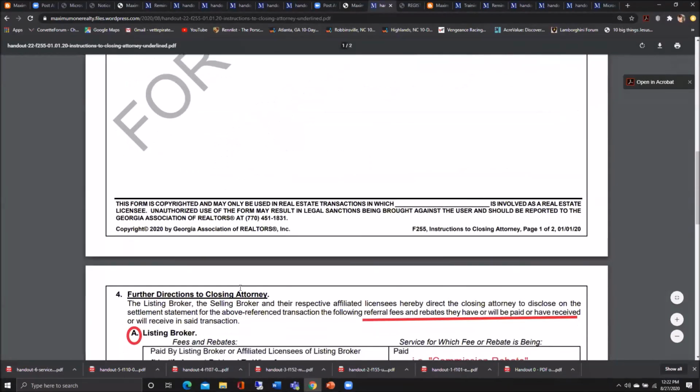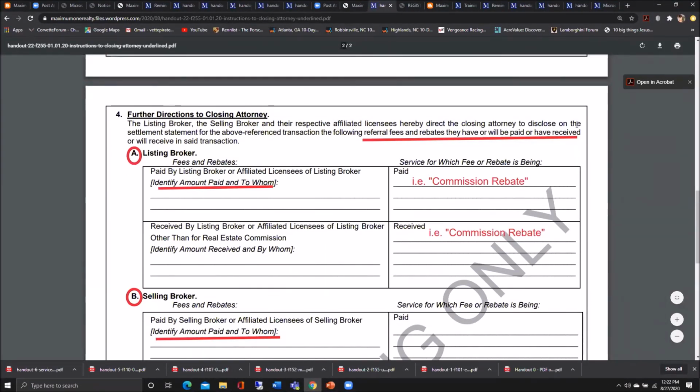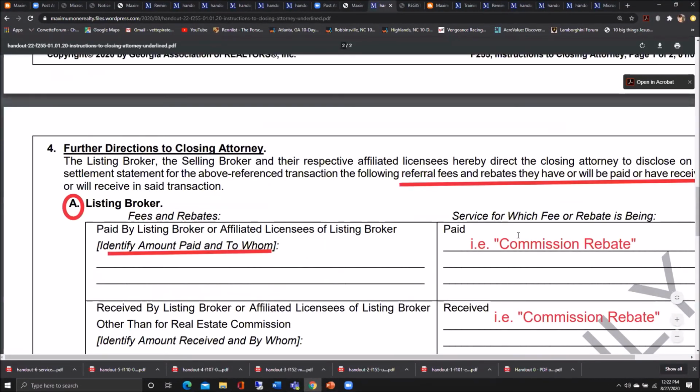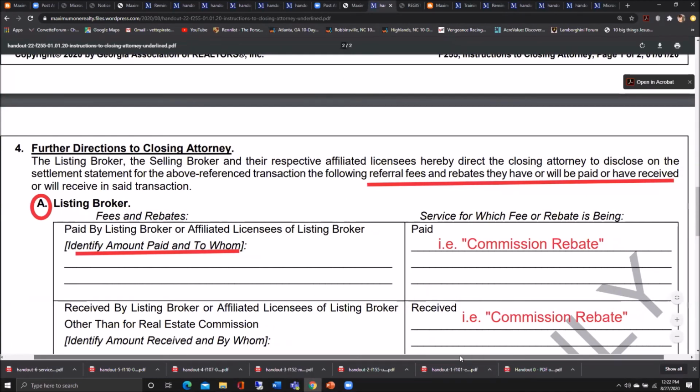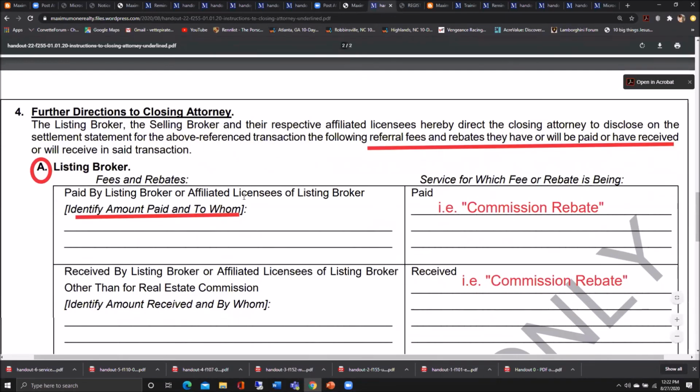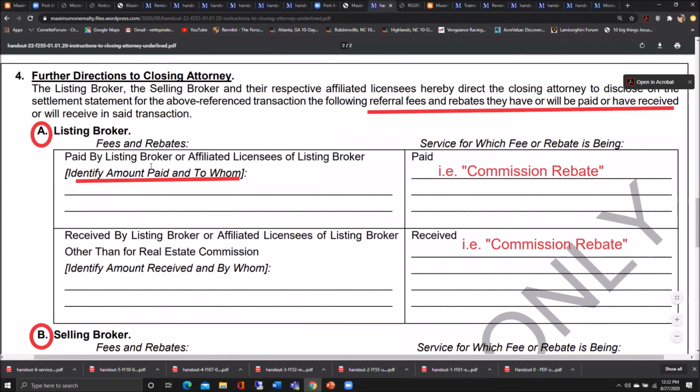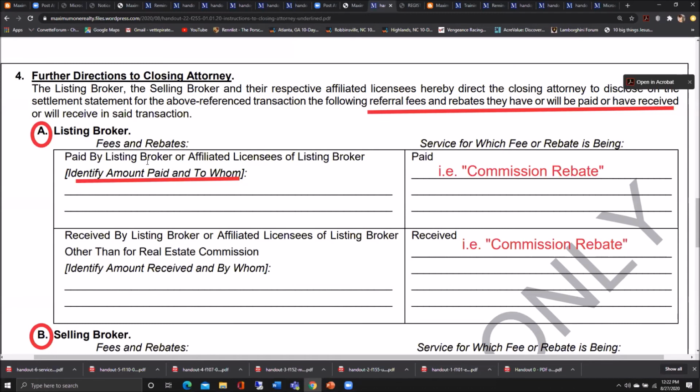But on page 2 of these instructions, let me make this a little bit bigger for everybody to see. This is where you complete instructions to closing attorney for any referral fees or commission rebates. So this is where, if the listing broker is paying a fee or rebate, you would put, for example, listing broker to pay. Usually you're going to do it with a buyer's broker, but it doesn't matter.